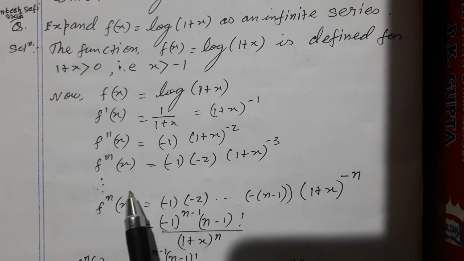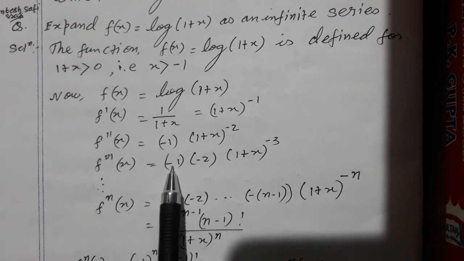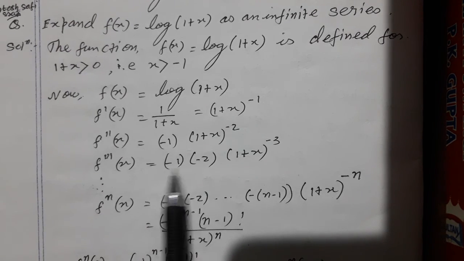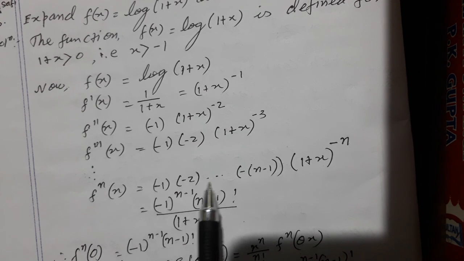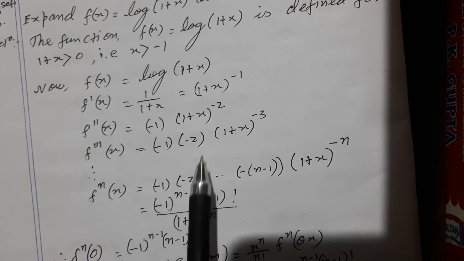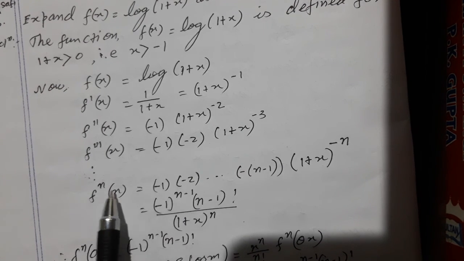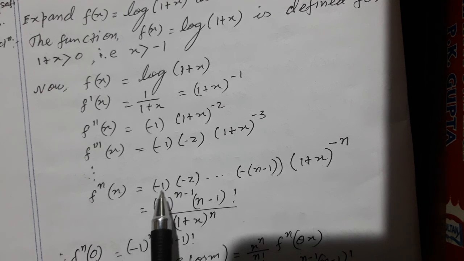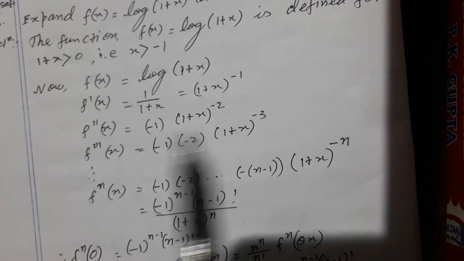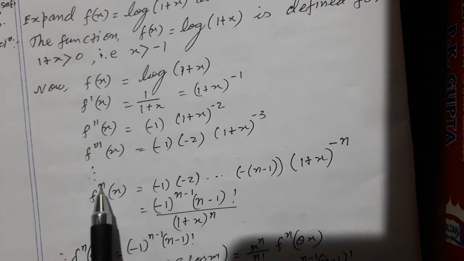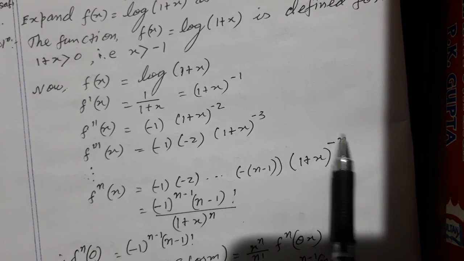If we differentiate the nth time, we can see that when it is 3, we have -1, -2, so 2 minus signs. So when it is n, we'll have n - 1. We have -1, -2, till -(n - 1). And when it is 3, the power is 3, so if it is n, it will be -n. So we get (1 + x) to the power -n.